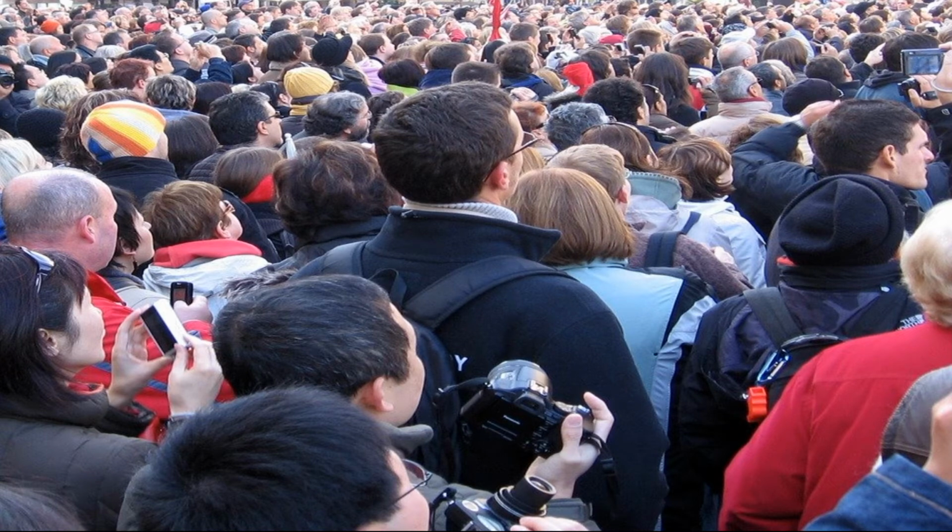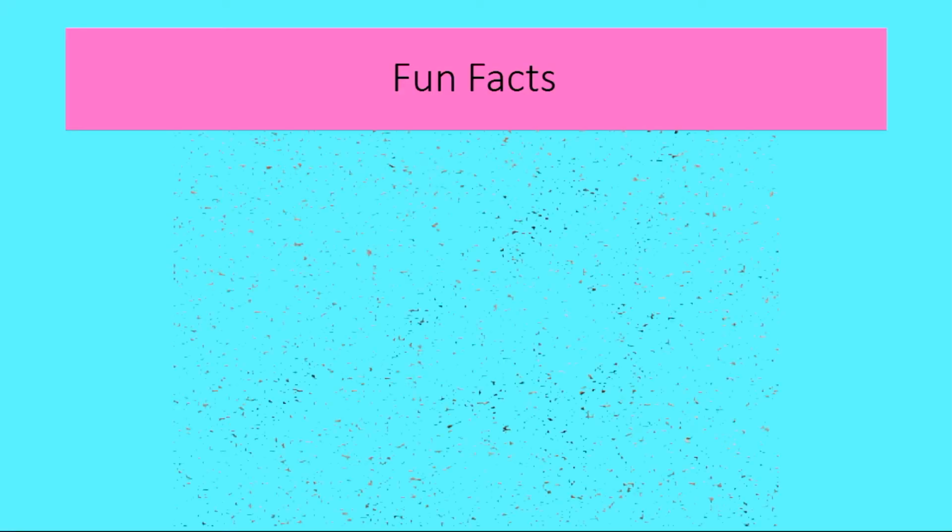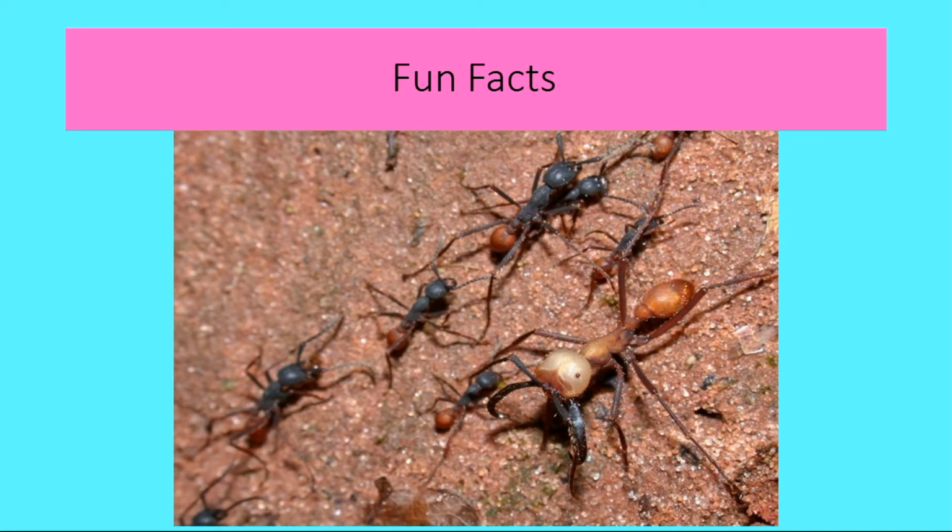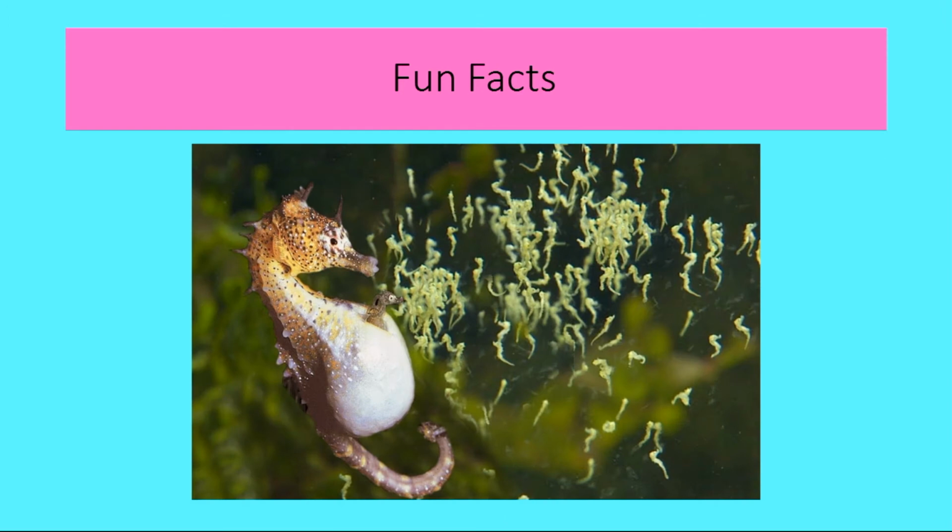But before we delve into population, a few fun facts. Did you know that some species of ants can produce 250,000 eggs every 2 weeks? And that the male seahorse can produce 2,000 babies at once? So why isn't our planet overrun with ants? Or why isn't the ocean swarming with seahorses? The answer to that question lies with the two factors that determine population size.